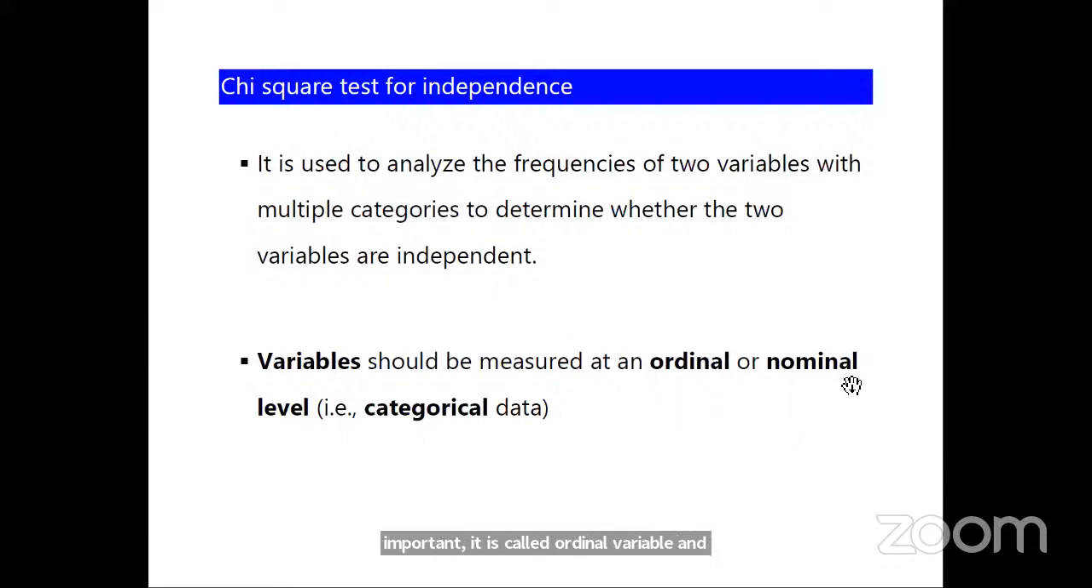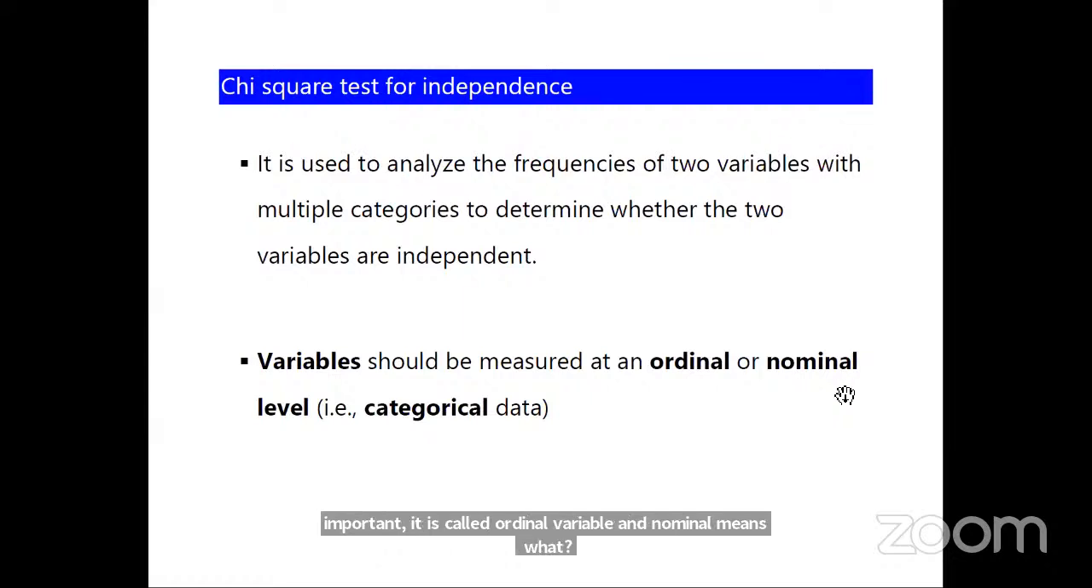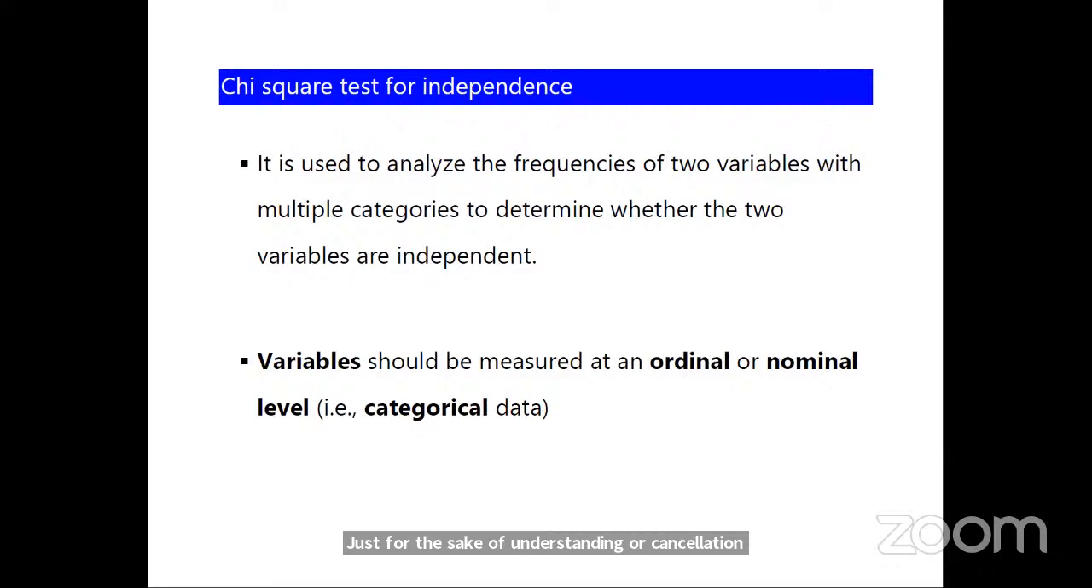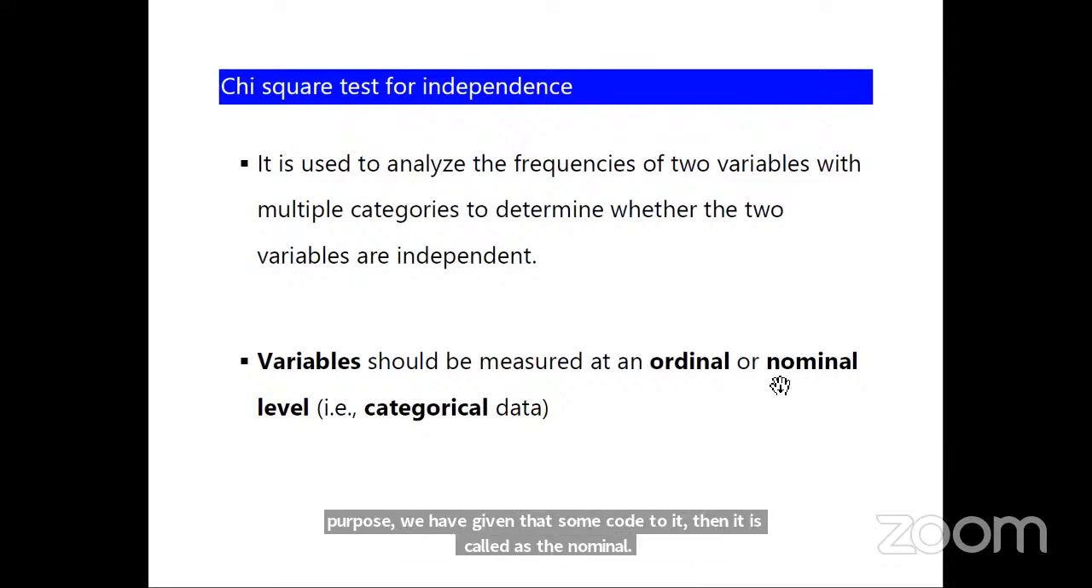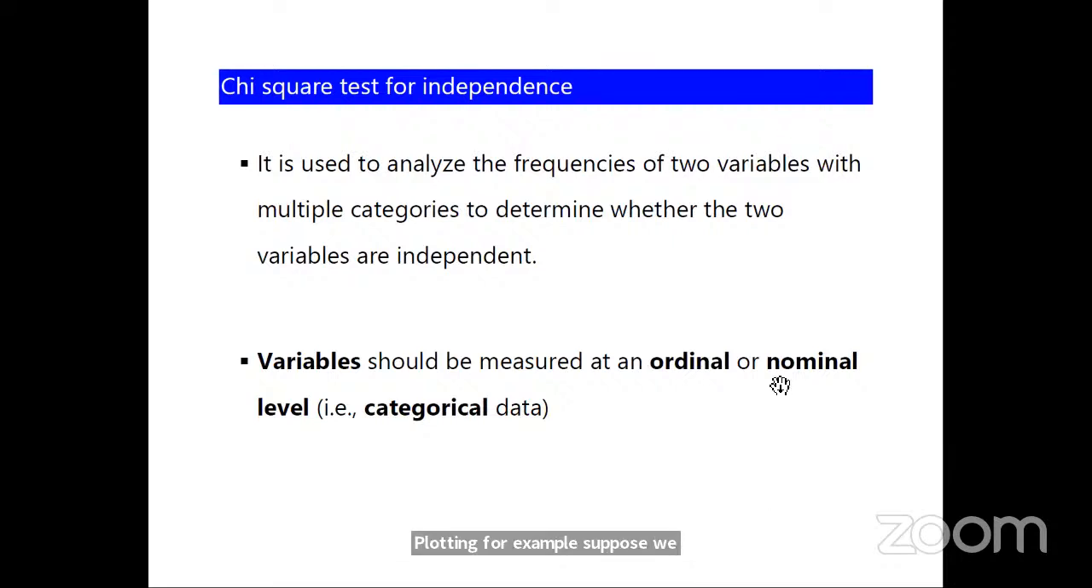And nominal means what? Just for the sake of understanding or calculation purpose, we have given some code to it. Then it is called nominal. For example, suppose we have given male as 0 and female as 1 to indicate the data of male 0 and the data of female 1. It is nominal because you can take vice versa also, female as 1 and male as 0. It doesn't indicate any importance to the values. Then we call it nominal data. So this is the difference between ordinal and nominal.